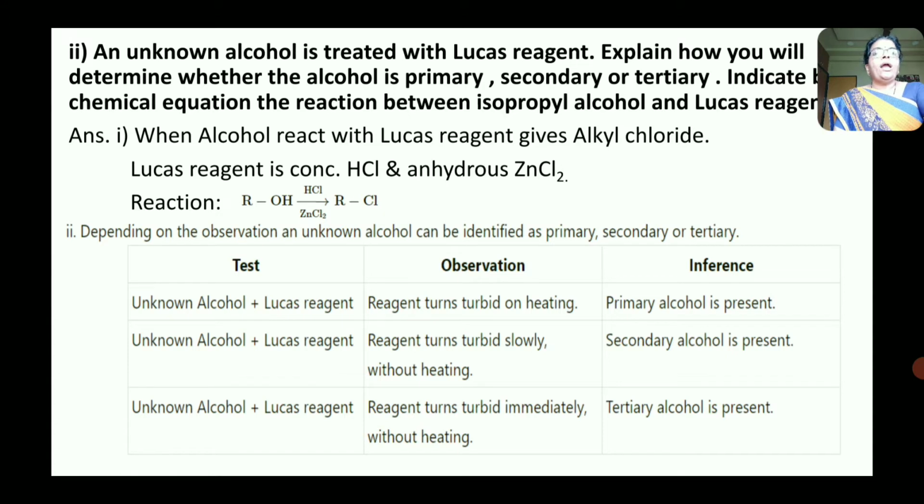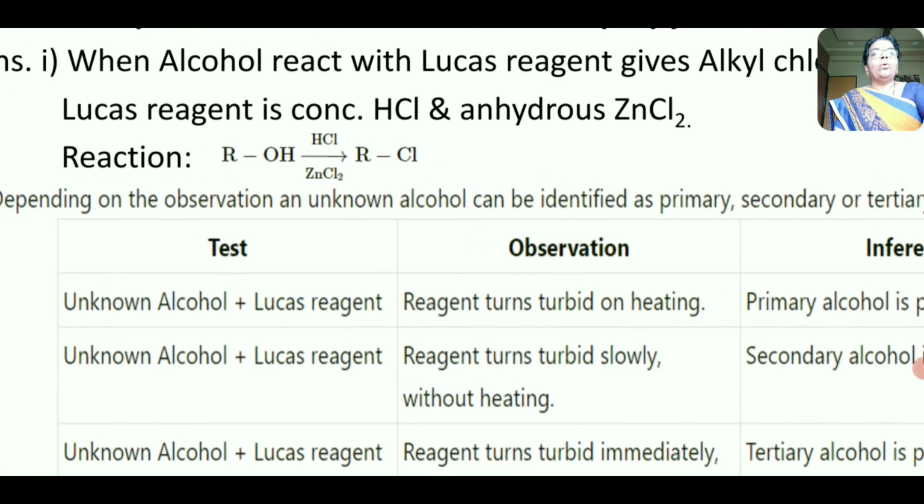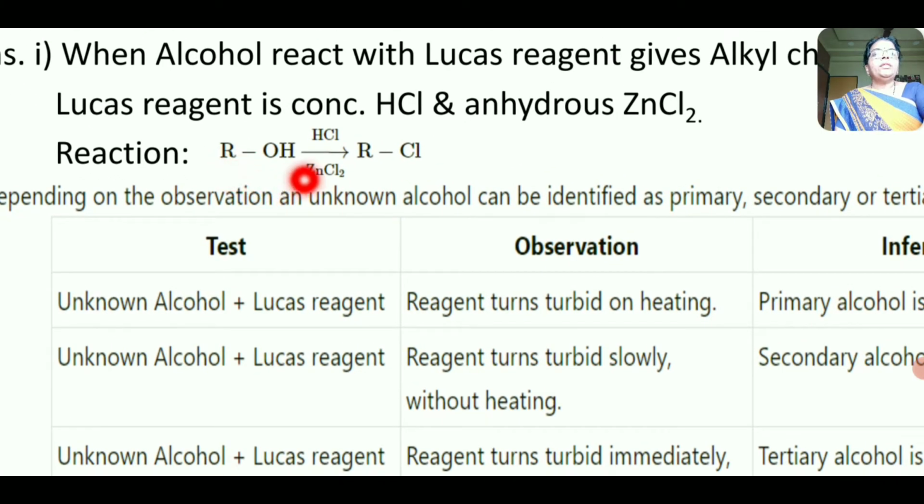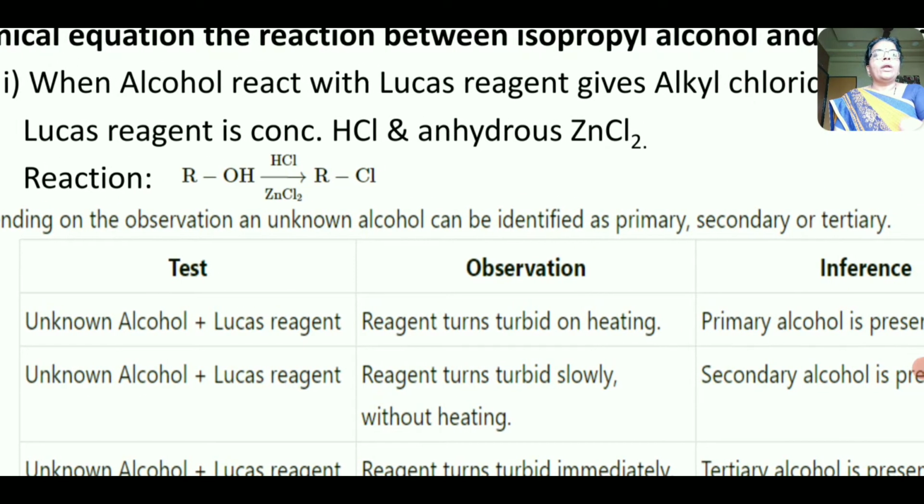Now when alcohol reacts with Lucas reagent, it gives alkyl chloride. Lucas reagent is nothing but concentrated HCl and anhydrous ZnCl2. Now the reaction is when ROH, that is alcohol, is treated with Lucas reagent, that is concentrated HCl and ZnCl2, then hydroxy group from alcohol is replaced by Cl to give RCl. That is, here when alcohol reacts with Lucas reagent it gives alkyl chloride.